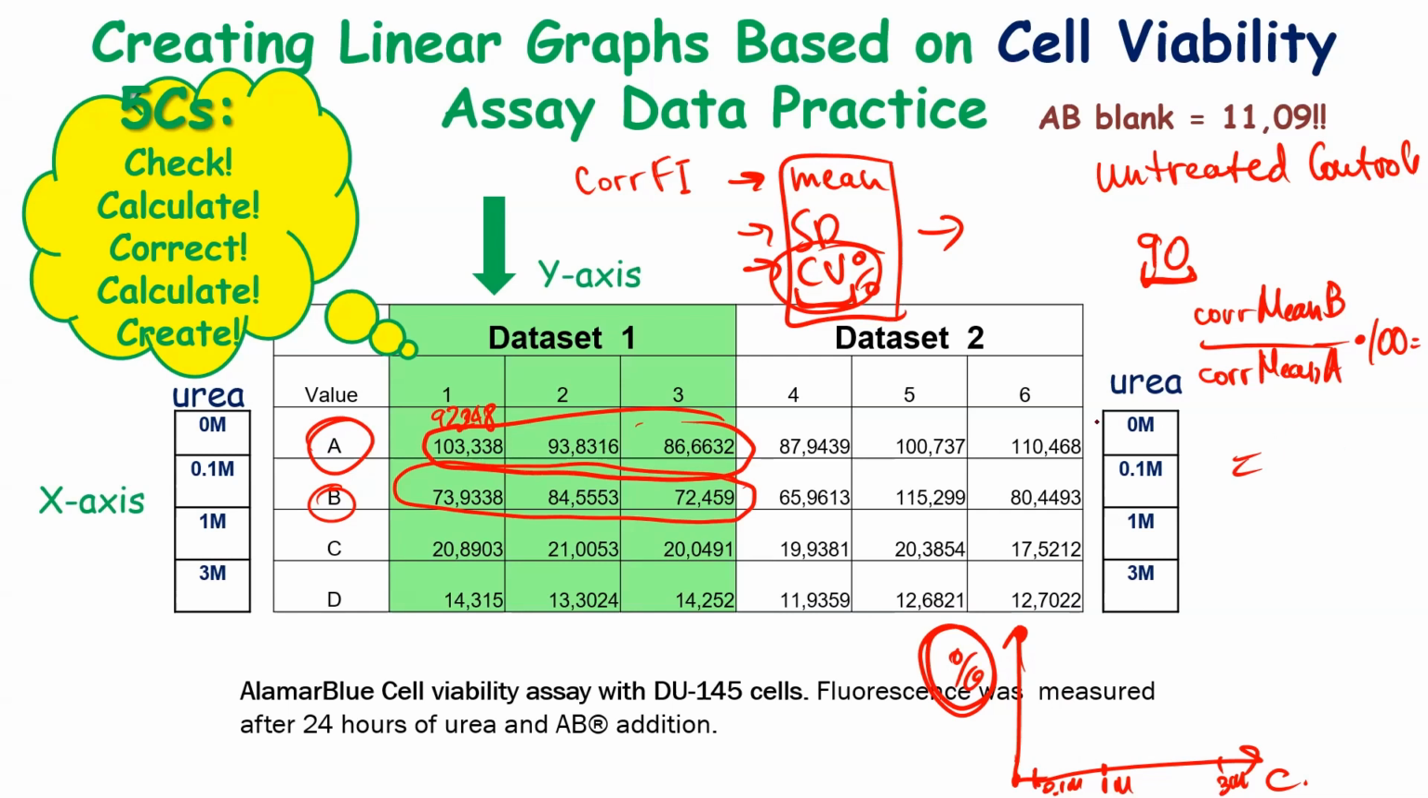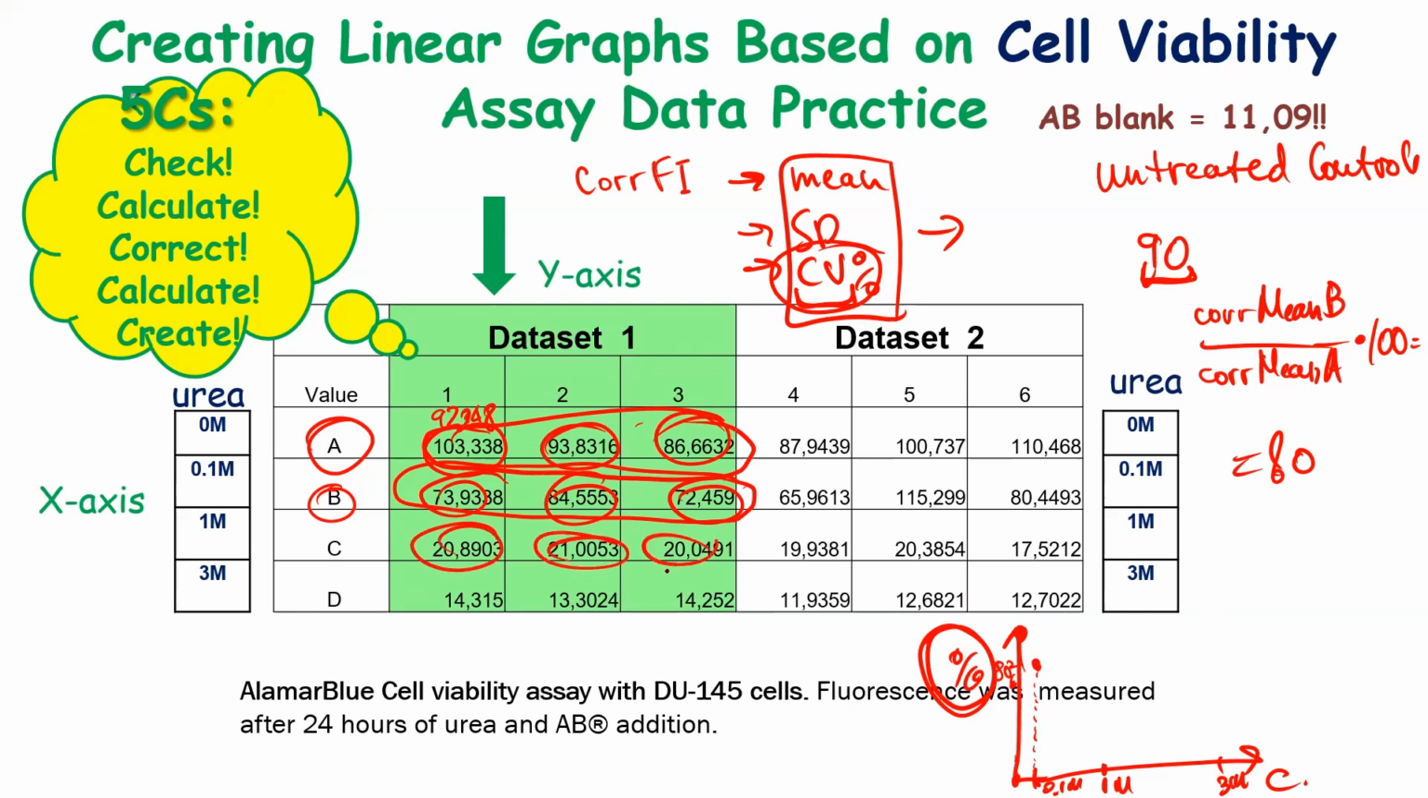So let's say it's about 80%, right? If you look at this difference here, it's kind of close to 80%. So it means that at your 0.1, you have 80% survival of the cells. So this is your first point.